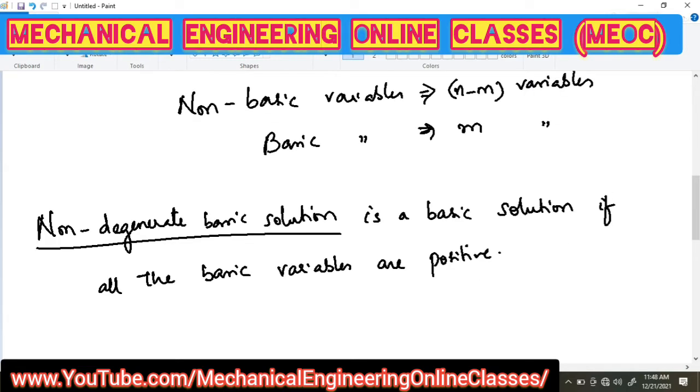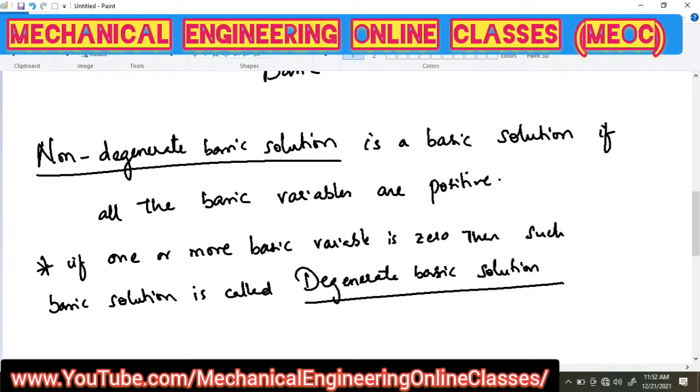In a basic solution, if all the basic variables take a positive value, then such a basic solution is called a non-degenerate basic solution. And if one or more basic variables is 0, then such a basic solution is called a degenerate basic solution. If all of them are positive, then it is a non-degenerate basic solution. And in case a basic variable has a negative value, it will be an infeasible solution, meaning a practically impossible solution.